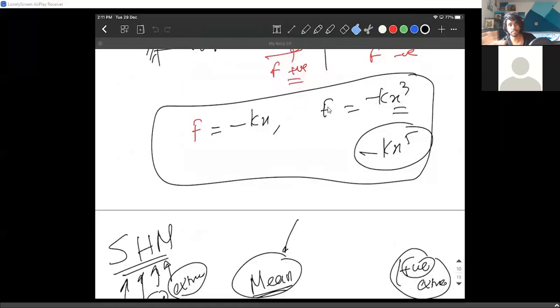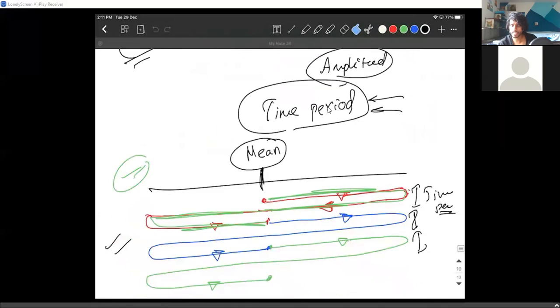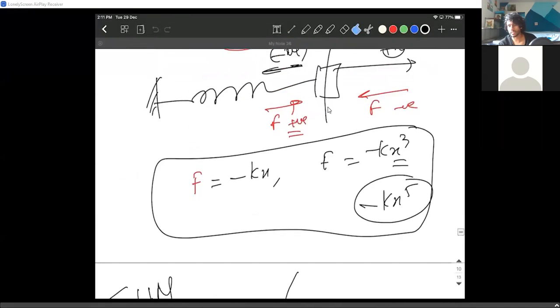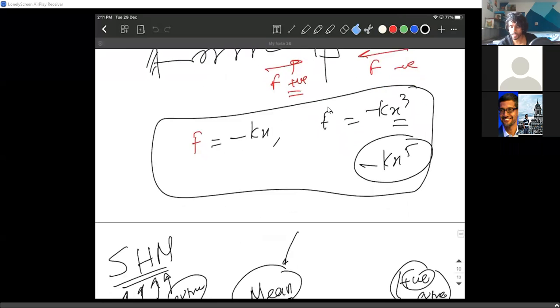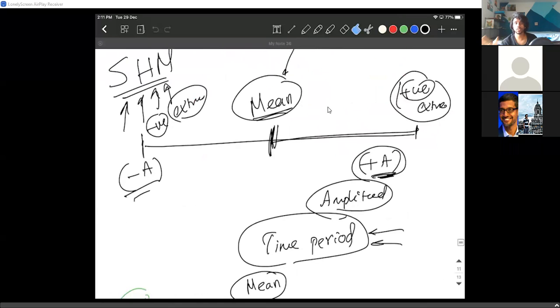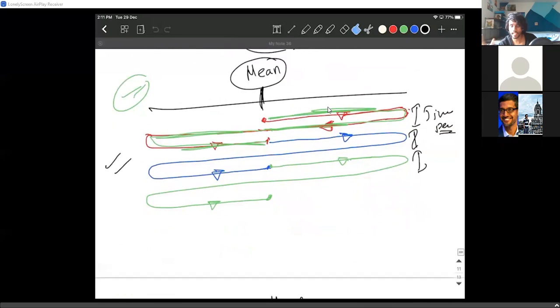Let's not fly off. Yesterday I talked about oscillations, restoring forces, and how the restoring force should always oppose the displacement. Then I introduced the idea of a mean position, a positive extreme, a negative extreme, plus a and minus a. And then the idea of time period, what exactly a time period is and how to understand it.